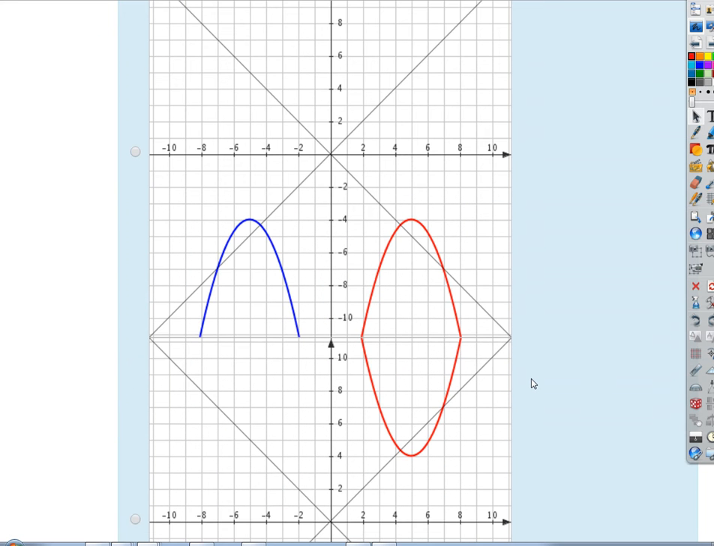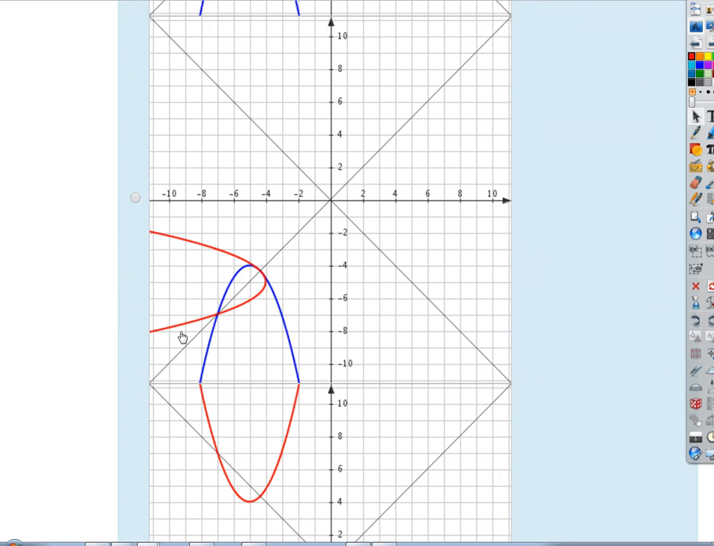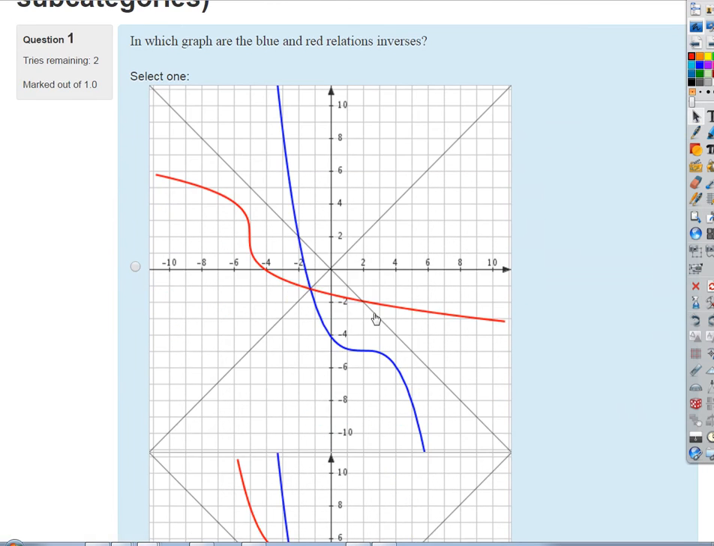Okay, let's try another one. Not that one, right? Not that one, right? Oh, that's it right there, actually, isn't it? Because that line goes forever, the diagonal line. So that's it. Let's get a point one. That's actually it right there, isn't it? Everybody see? That's reflected over that line.